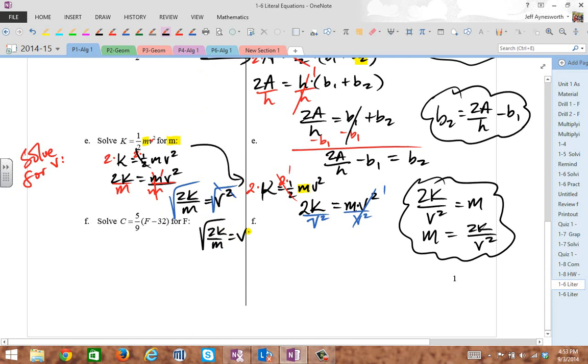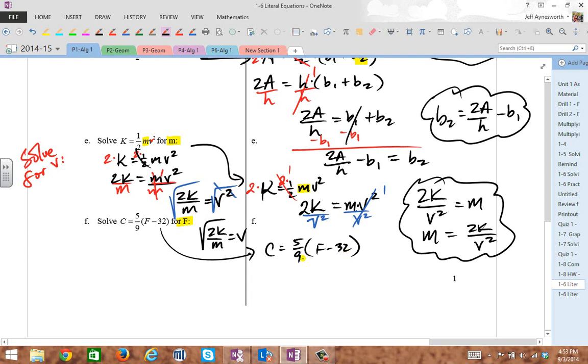Sweet, we're almost done. All right, now the last one here is the famous temperature equation. C stands for Celsius and F stands for Fahrenheit. And this is the equation we use in science to convert one temperature to the other. And in our case right here, we want to solve for F, Fahrenheit. All right, so let's go ahead and do some work. Let's bring it over here. All right, and we got C is equal to 5/9 times F minus 32.